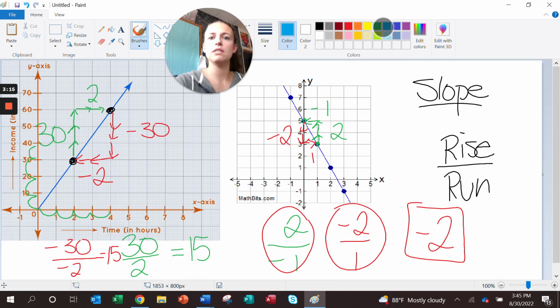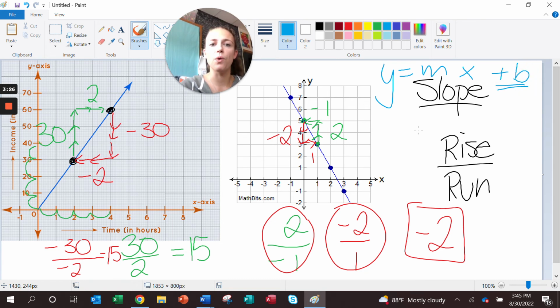Remember, the other part you would need to make a full equation. Y equals m, which is your slope, then the letter x, and finally a plus b. This plus b part is talking about the y-intercept. This is where the line cuts right through the y-axis.